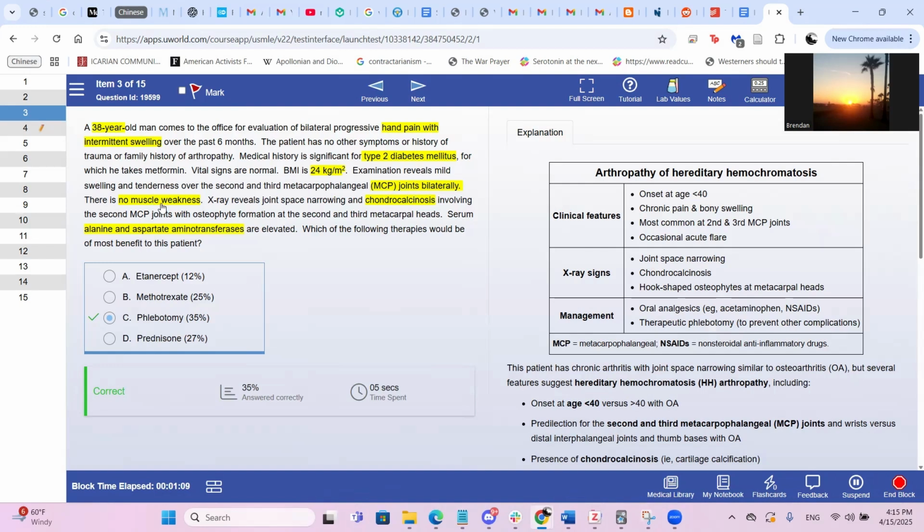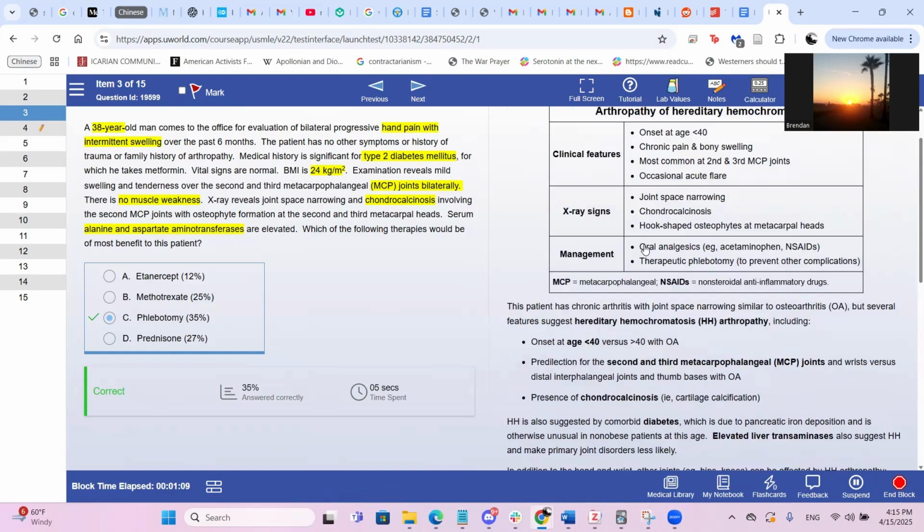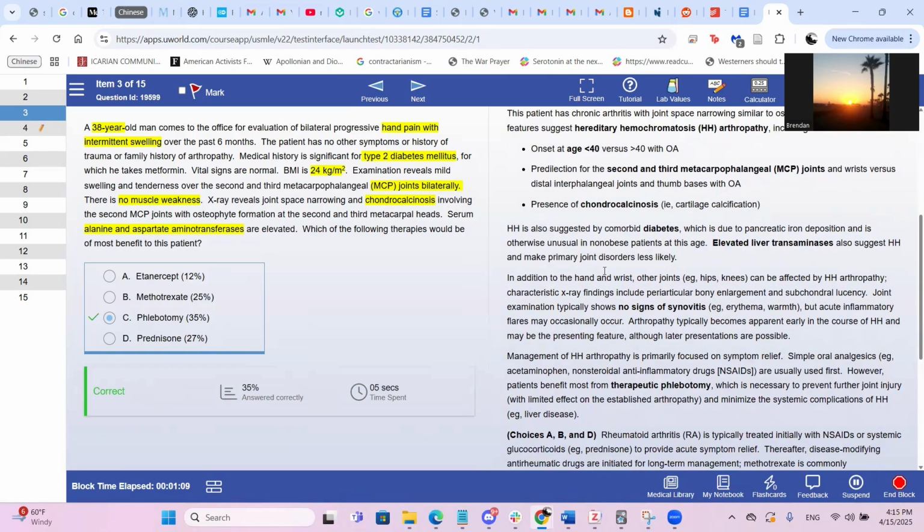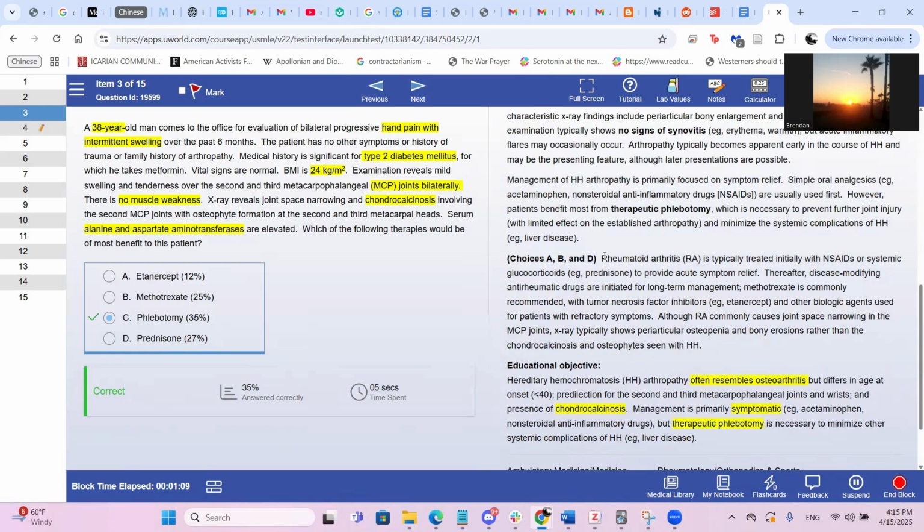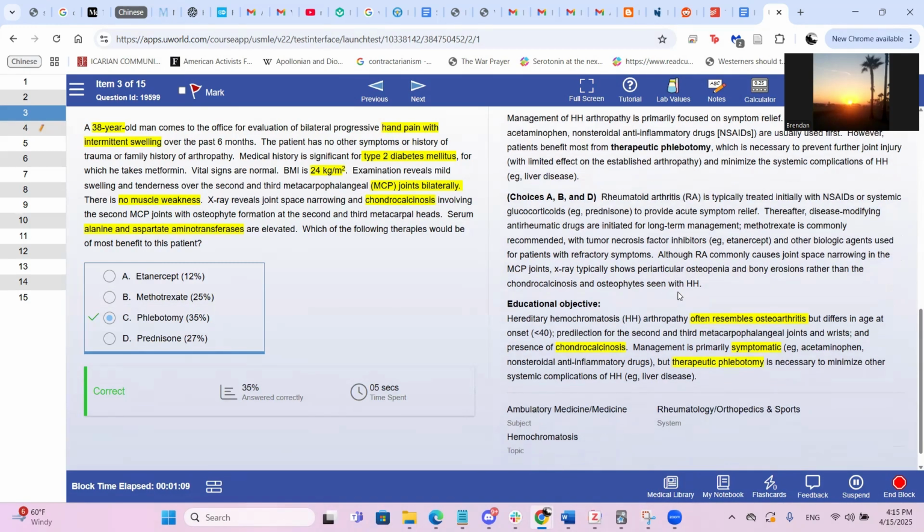There's no muscle weakness, so that immediately rules out certain radiculopathies or a myositis, like dermatomyositis and polymyositis. There's also chondrocalcinosis. That's also a big thing for HHS, and then the elevated liver enzymes. So if you guys want to read through this to rule out A, B, or D, you can pause. But other than that, the chondrocalcinosis, the symptoms.